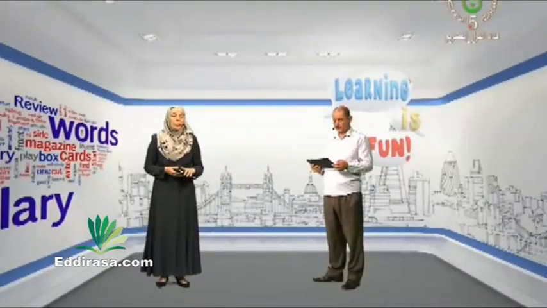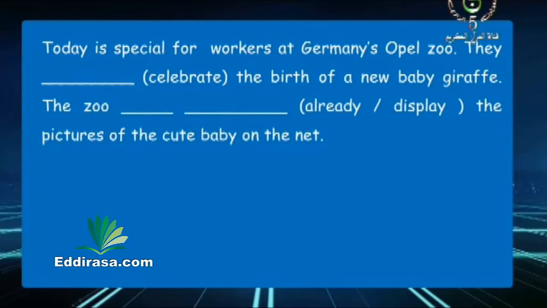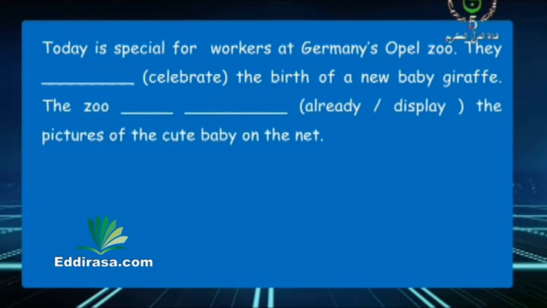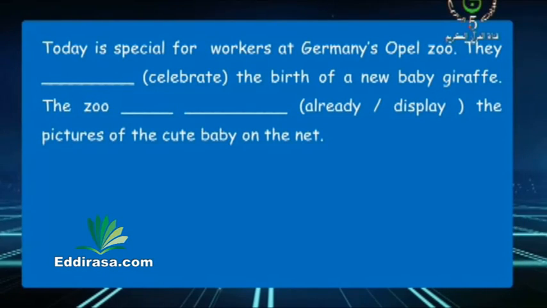Well, now it is time to put what you learned into practice with the following activity, where you need to put the verbs in the correct tense. Follow with me. Today is special for workers at Germany's Opel Zoo. They celebrate the birth of a new baby giraffe. The zoo already display the pictures of the cute baby on the net.